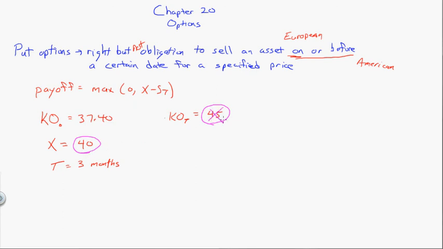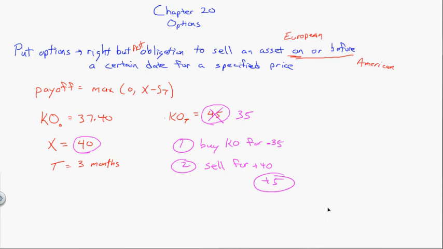But what if the ending stock price was not 45? What if it was 35? What could you do then? You have the right to sell it to me for $40. So in this case, step 1, you would buy Coke in the open market for $35. Step 2, you would sell to me for $40. So this is a negative, this is a positive, and you would make $5.